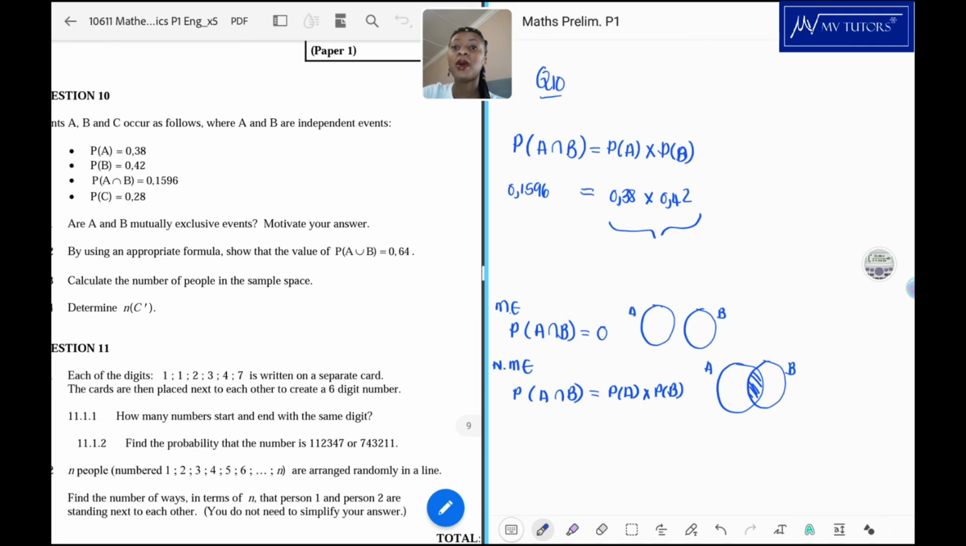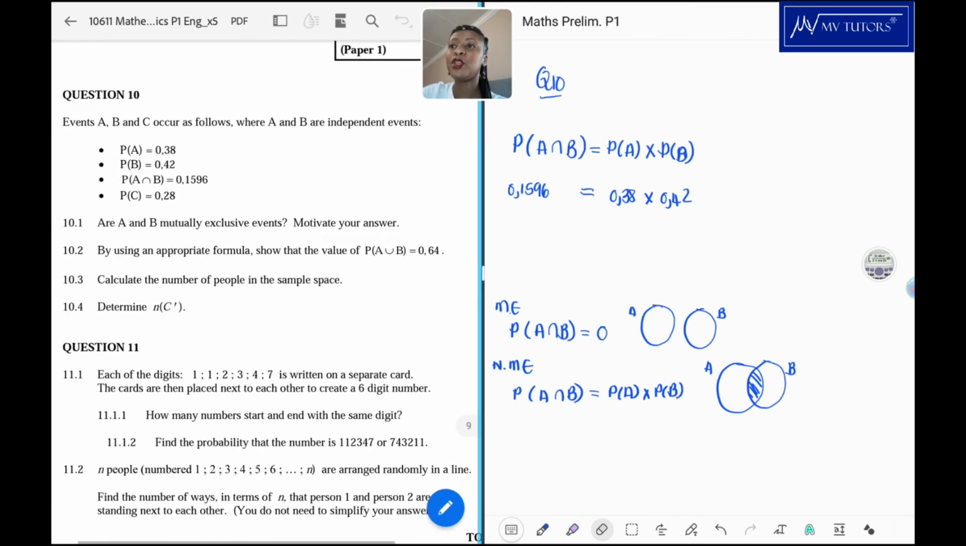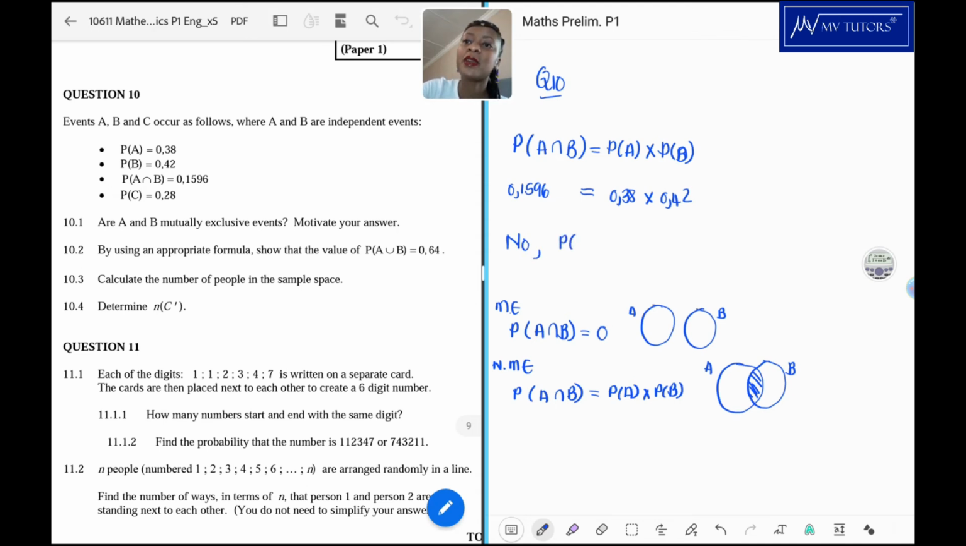Okay, so now let's answer the question. They asked, are A and B mutually exclusive events? No, they are not. And then motivate your answer. They are not, because if I take the probability of A and multiply it by the probability of B, I do not get 0. I get 0,1596. So yeah, there is an intersection of events. I don't know if that's a nice reason to give, that there's an intersection of events.